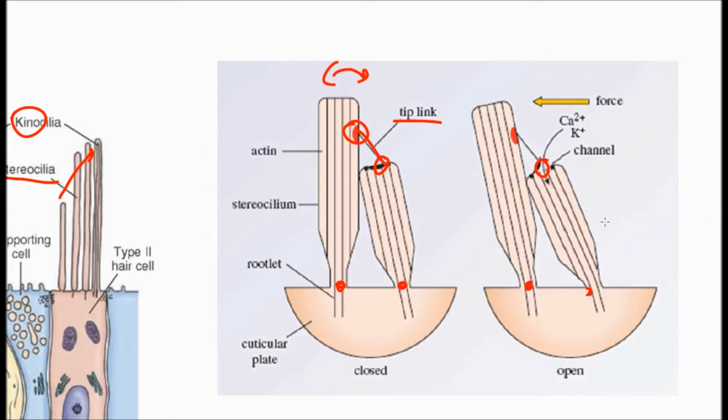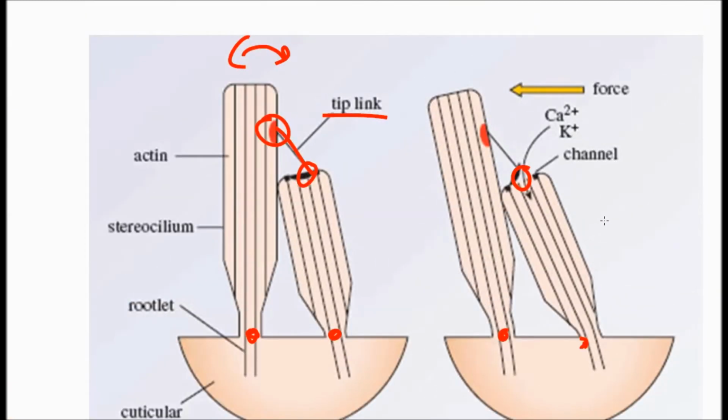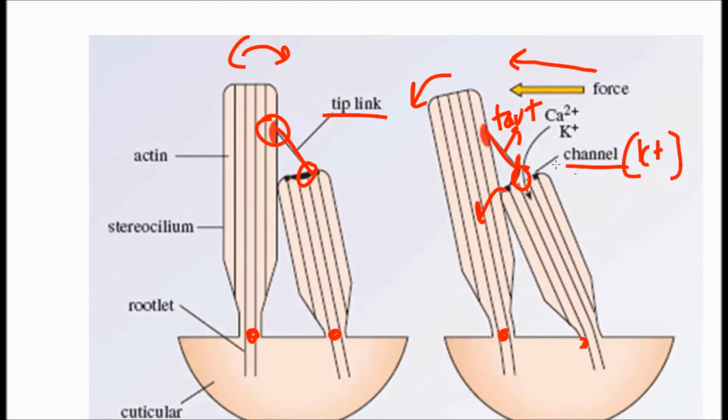So when there's a force acting upon this stereocilium, and let's say it's rotating this way now, the tip link becomes taut and literally opens the gate of this ion channel. And this ion channel is our mechanically gated potassium channel.